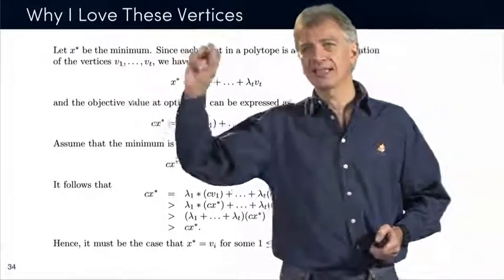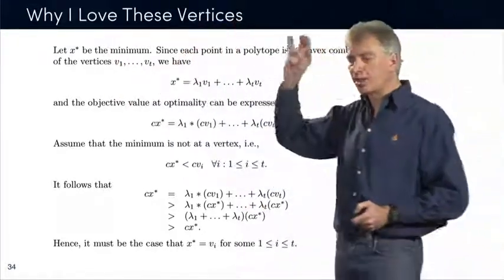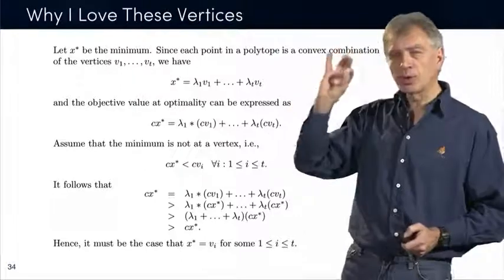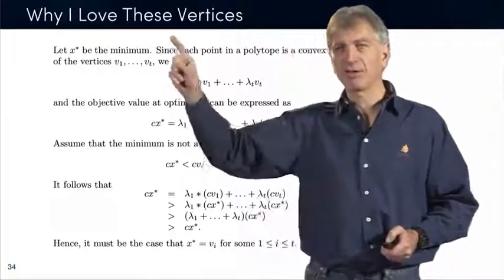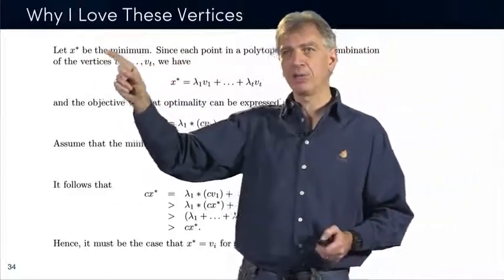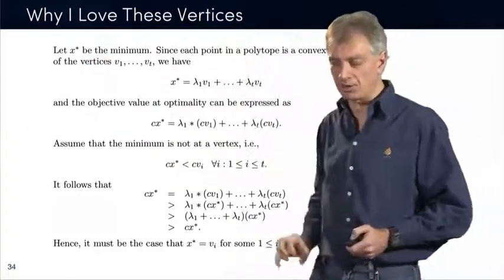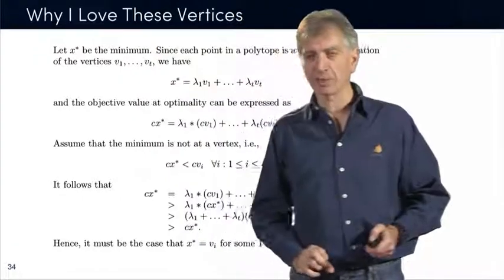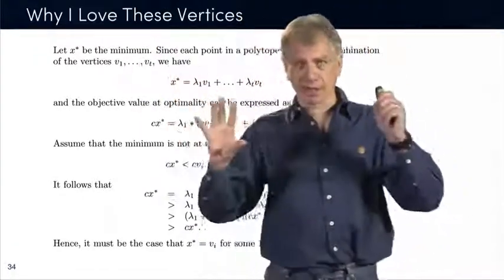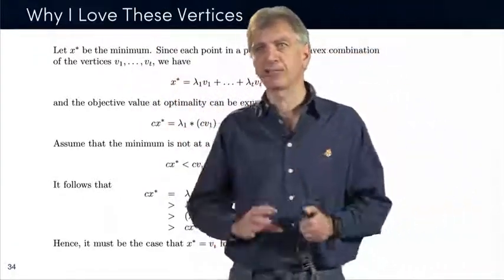So let's go about x star, which is the minimum value. That's where the linear program is optimal. This is a point somewhere, and we assume that this is the optimal value, one of the optimal solutions. Now we don't know where this point is, so we want to show that it's on a vertex.